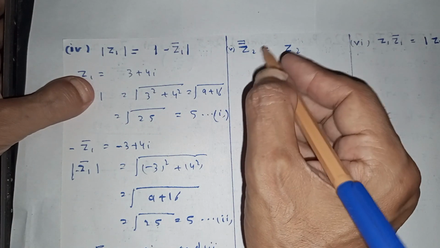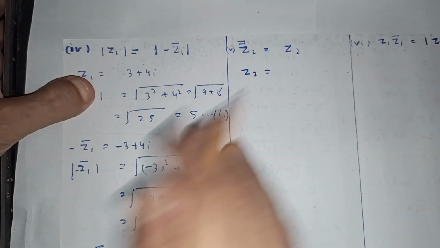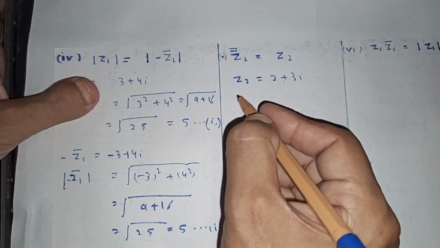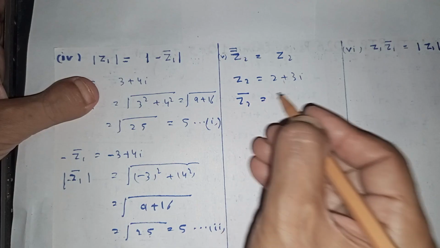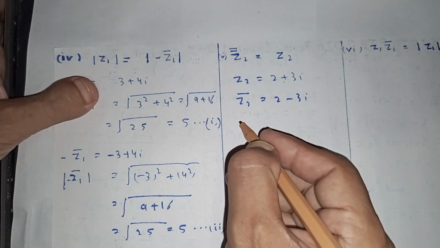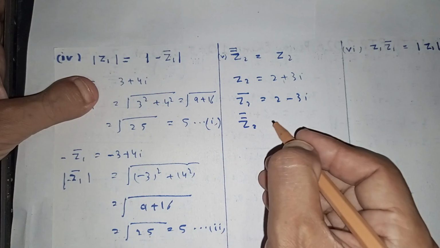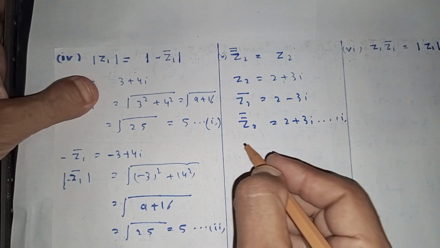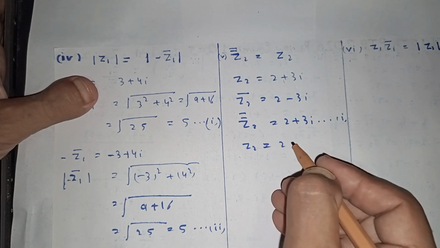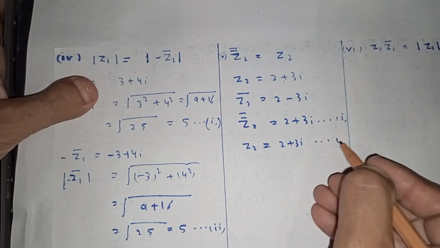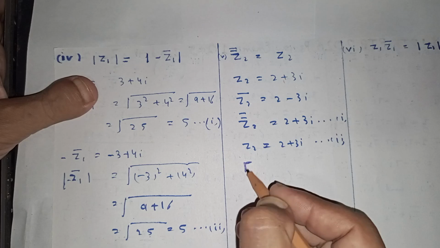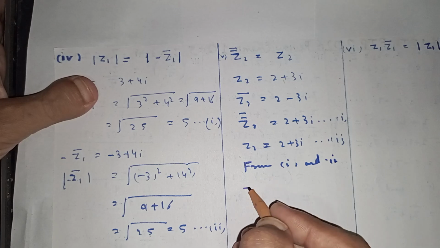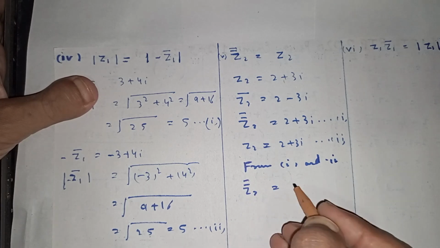Come to the fifth part, z2 is equal to 2 plus 3 iota. Take its conjugate on both sides, we get 2 minus 3 iota. Again take its conjugate, z2 double conjugate is equal to 2 plus 3 iota. Equation 1. z2 is equal to 2 plus 3 iota. Equation 2. From equation 1 and 2, we can write z2 double bar is equal to z2.